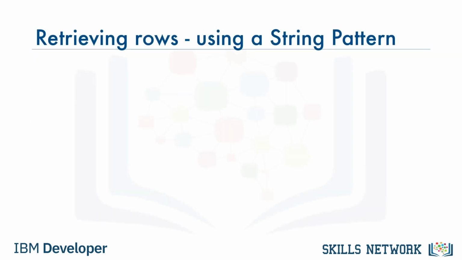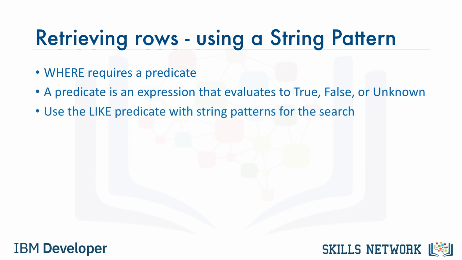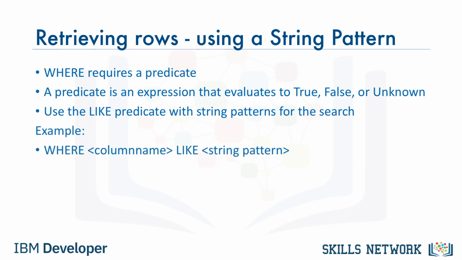But what if we don't know exactly what value to specify in the where clause? The where clause always requires a predicate, which is a condition that evaluates to true, false, or unknown. But what if we don't know exactly what value the predicate is? For example, what if we can't remember the name of the author, but we remember that their first name starts with R? In a relational database, we can use string patterns to search data rows that match this condition. Let's look at some examples of using string patterns.